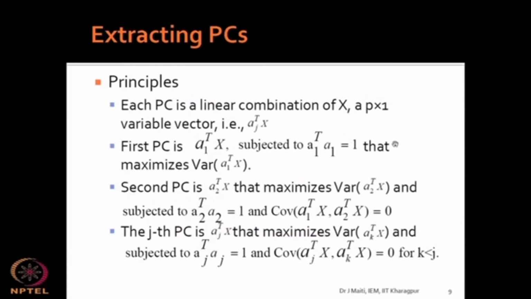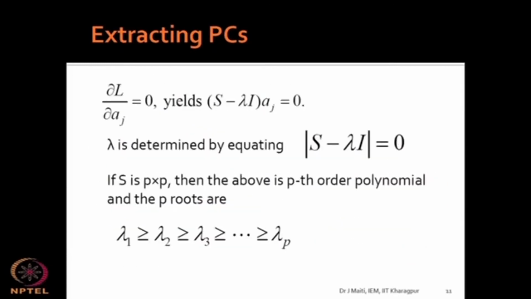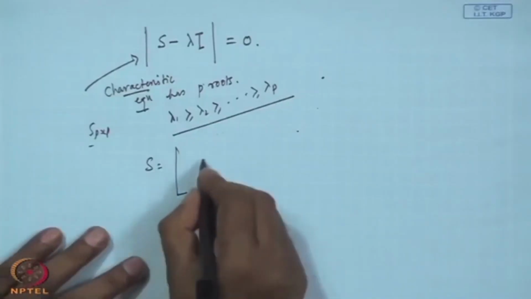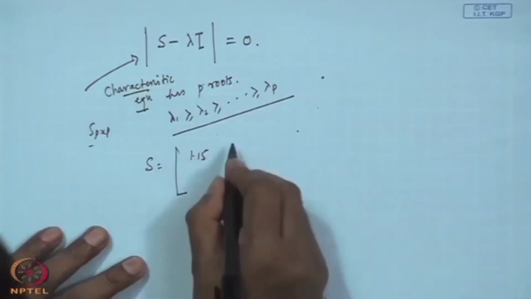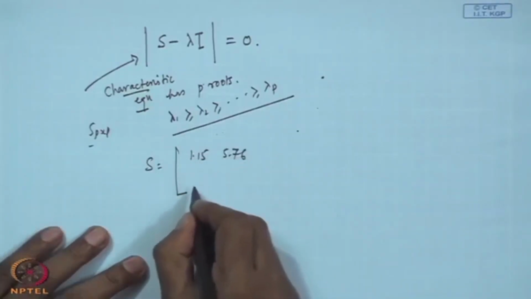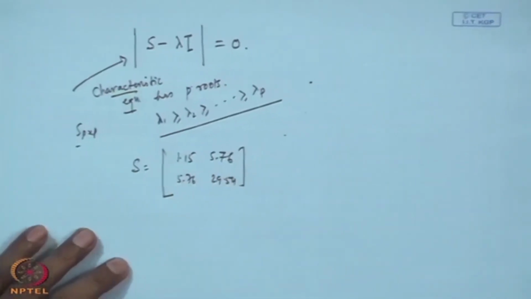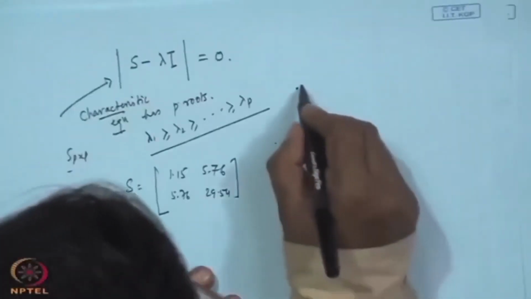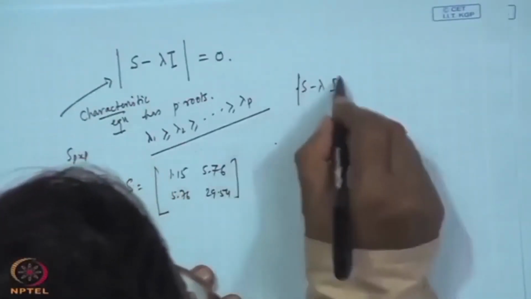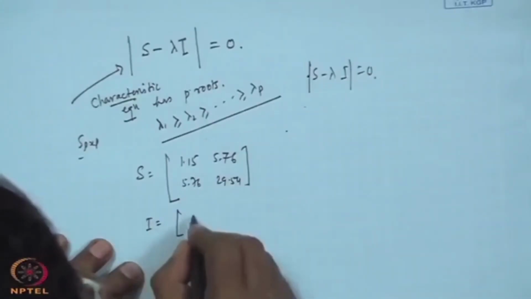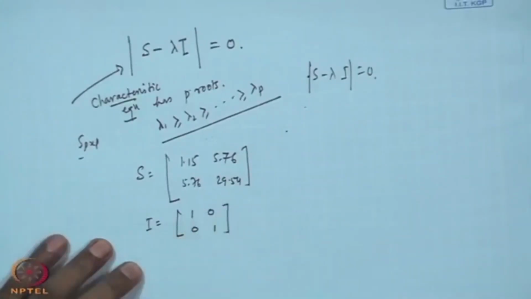So, we tried with the two variable case, and what we found out is as follows. First is the covariance matrix. The covariance matrix is S. With this example, S is 1.15, 5.76, then 5.76, 29.54. Now, what do we want? We want the determinant of S minus lambda I equal to 0. Your I will be 2 by 2, 1 0 0 1, the identity matrix.